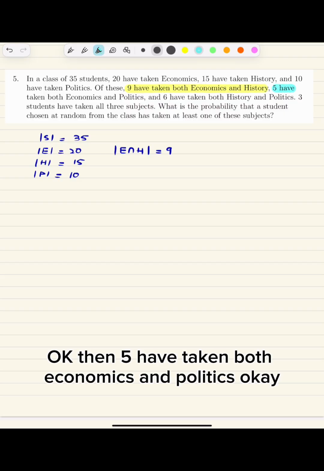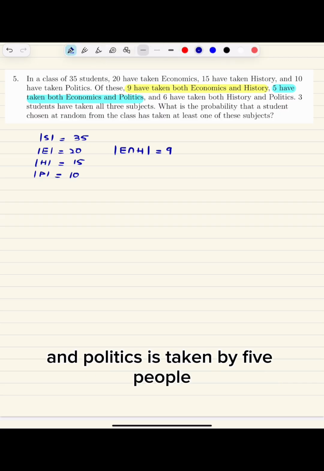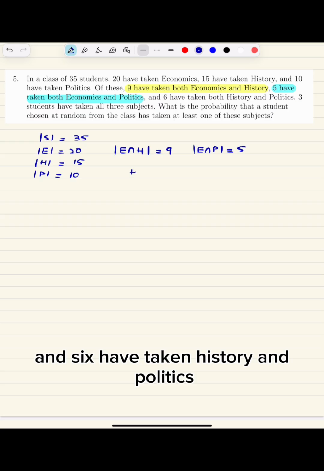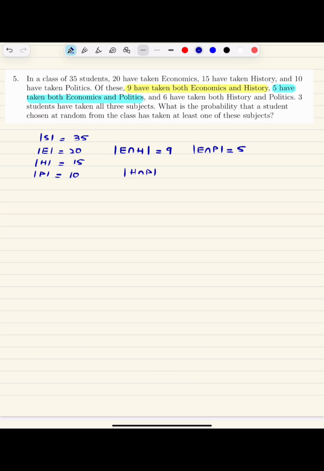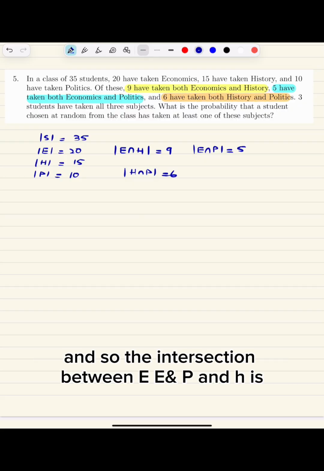Okay, then 5 have taken both economics and politics. Economics and politics is taken by 5 people, and 6 have taken history and politics. Okay, and 3 have taken all 3. So the intersection of E and P and H is 3.